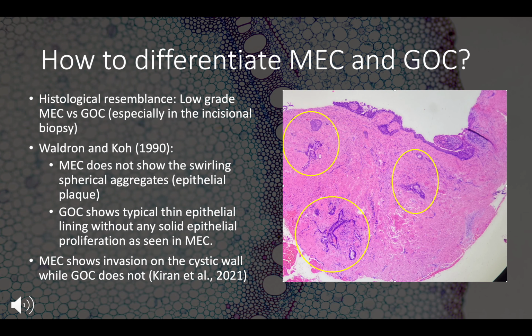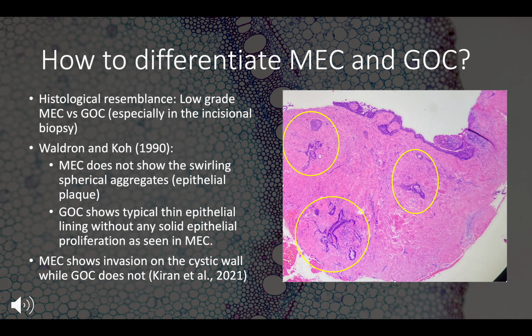There is some histological resemblance between low-grade mucoepidermoid carcinoma and GOC, where it is difficult to differentiate in a small incisional biopsy specimen. Waldron and colleagues mentioned that GOC does not show swelling, spherical aggregates, or the epithelial plaque, but shows a typical thin epithelial lining without any solid epithelial proliferation as seen in mucoepidermoid carcinoma. And mucoepidermoid carcinoma also shows invasion of the cystic wall, but GOC does not.